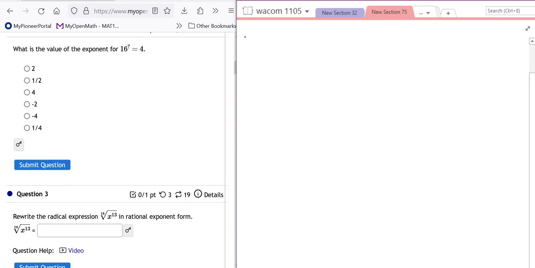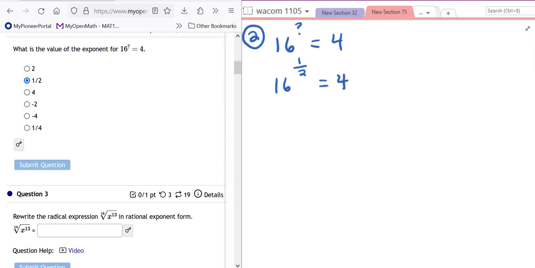Question 2. This one I had to look closely. Because that question mark that's on the 16, I couldn't really tell what it was. So on question 2, it says 16 and it has a question mark. 16 to what power is equal 4. And the relationship here is that you need the square root. Square root of 16 is 4. So to write it with an exponent, that would be a half. So that would be our choice.